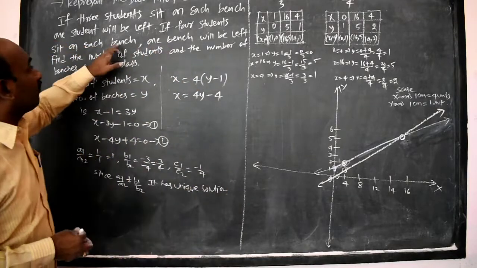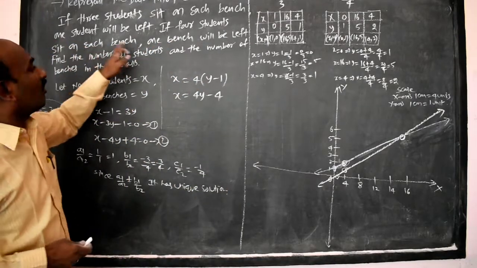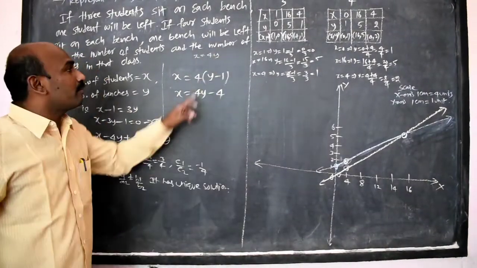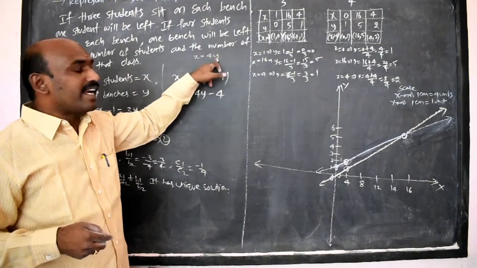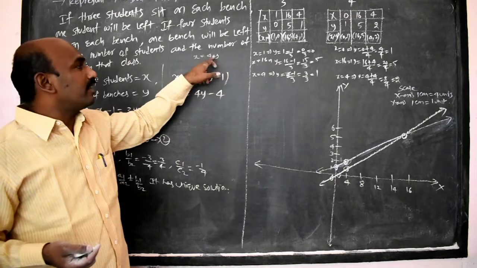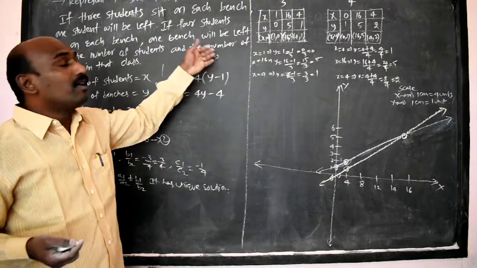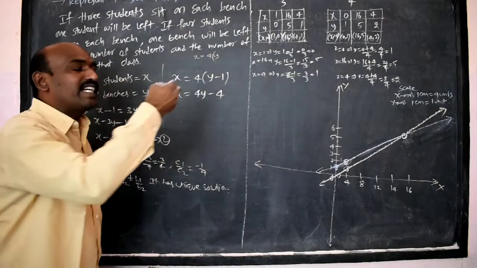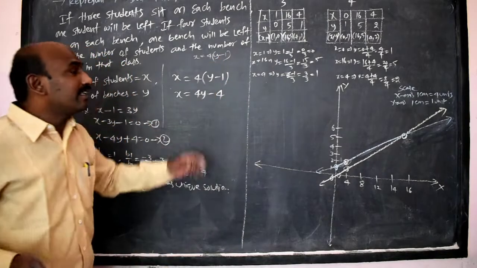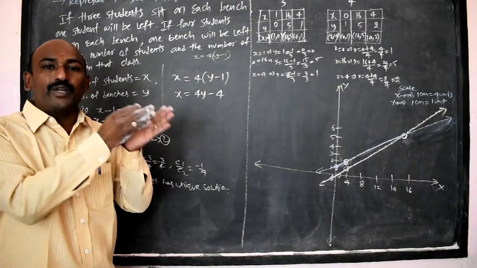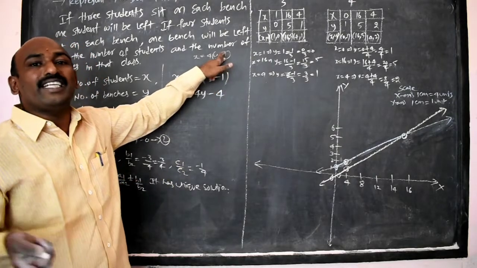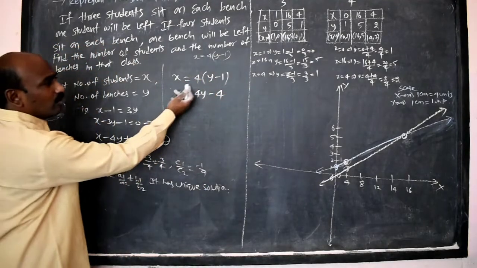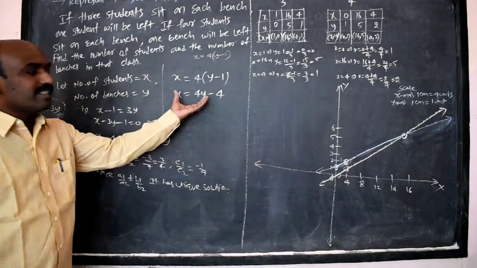Next situation, if 4 students sit on each bench, we can write x equal to 4y. Because if you take 1 bench, 4 into 1 is 4 students. Benches y equal to 2, then 4 into 2 is 8 students. If benches are 3, 4 into 3 is 12. Like that we can represent. But one bench will be left, which means we have to remove that bench. That's why instead of y benches, we take y minus 1 benches. Each bench has 4 students, so we can write x equal to 4 of y minus 1, that is x equal to 4y minus 4. This is the second situation.